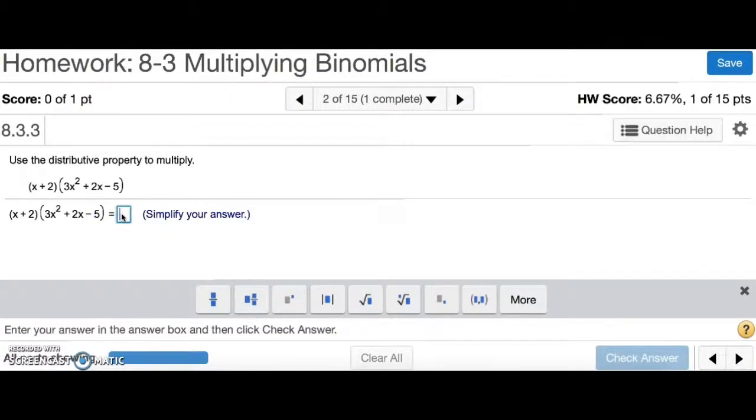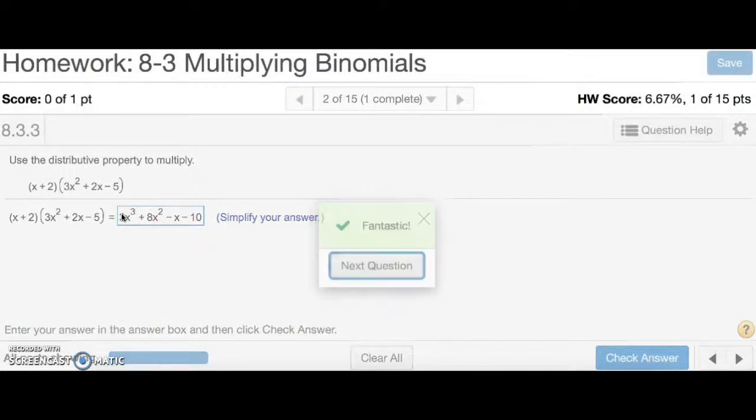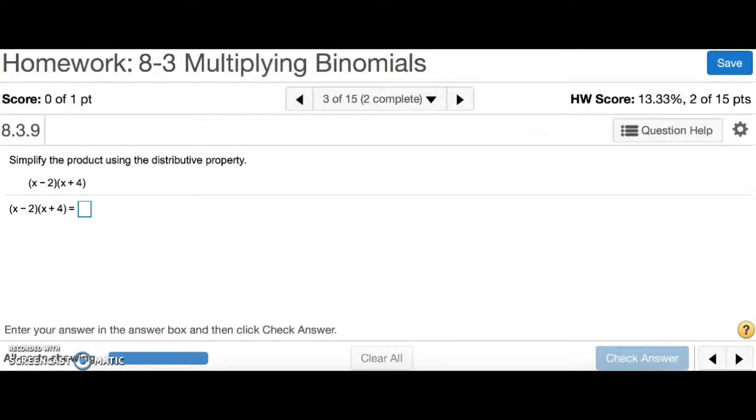So typing that in, we have 3x to the third plus 8x squared minus x minus 10. And that's number 2. So number 3, it says to simplify the product using the distributive property. So let's take a look at that.